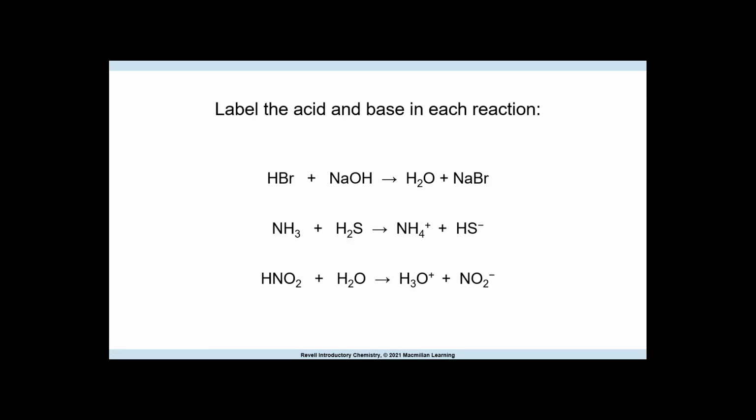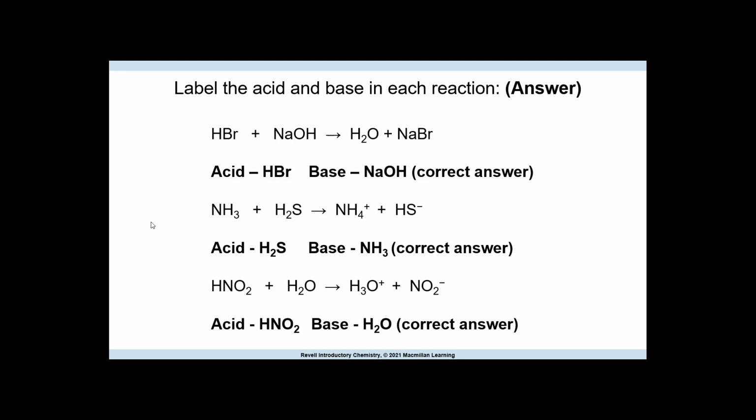Label the acid and base in each reaction. So I'm just going to show you the page. It may seem a little hard in the beginning, but once you start doing a lot of them, it becomes second nature. Just like everything you guys have learned up until this point in chemistry. And some of it may be really, really difficult, but after a while you look back and you realize it probably wasn't as difficult as you thought it was.